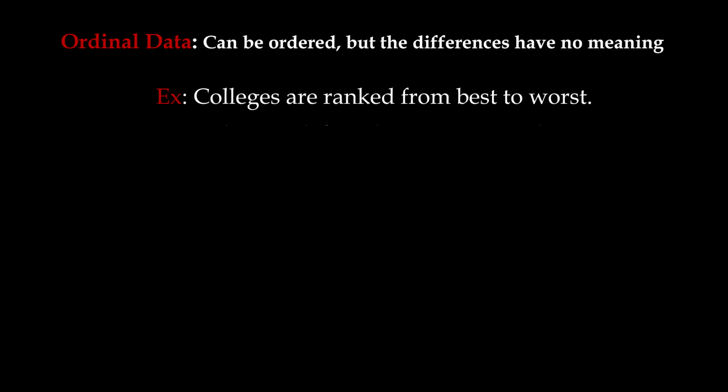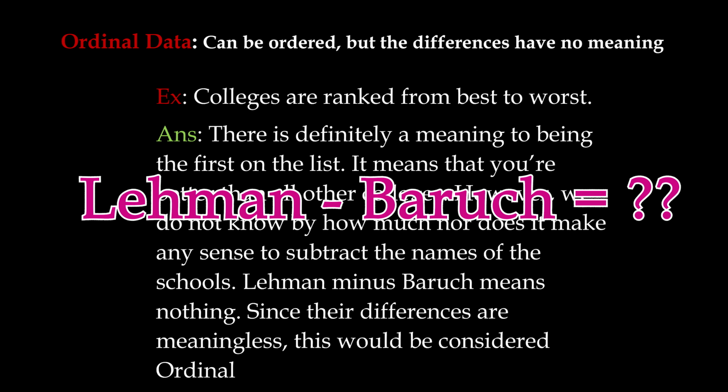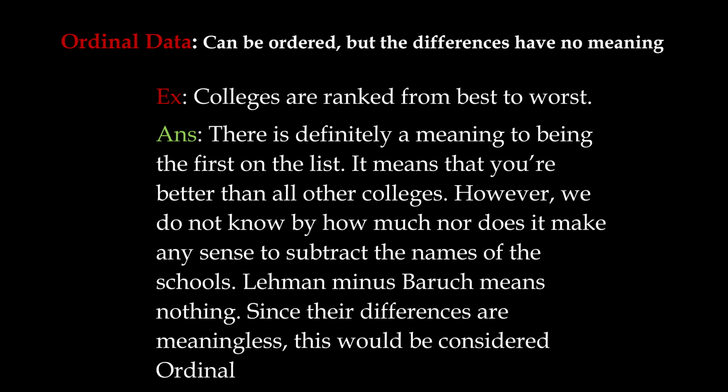What if we rank colleges from best to worst? Well, again, there's definitely a meaning to being the first on the list. It means that you're the best out of all the colleges. However, since they are just names, the differences don't make any sense. Meaning, if I were to take Lehman and subtract from it Baruch, it doesn't really equal anything. So again, since there's an order, but their differences are meaningless, we would consider this ordinal.